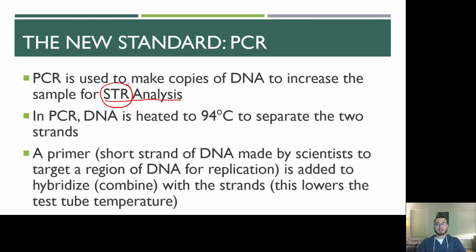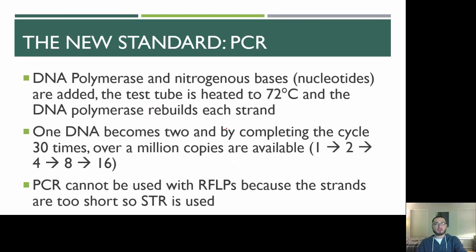And in PCR, DNA is going to be heated to 74 degrees Celsius to separate the two strands, and then a primer, which is a short strand of DNA made by scientists to target a region of DNA for replication, is going to be added to hybridize or to combine with the strands, and this lowers the test tube temperature. Then the DNA polymerase and the nitrogenous bases or the nucleotides are added. The test tube is heated to 72 degrees Celsius, and the DNA polymerase rebuilds each strand.